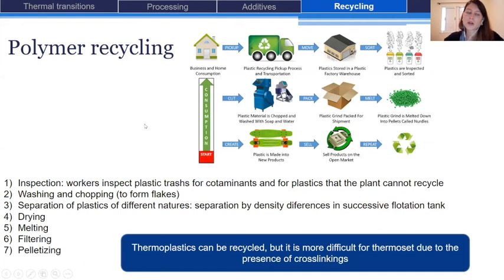So polymer recycling starts with the action of the consumer. After using the polymeric product, the consumer should separate this plastic into separated garbage in order to enable the process of picking up these plastics and transferring them to a specific recycling unit. And after that, there are different steps.